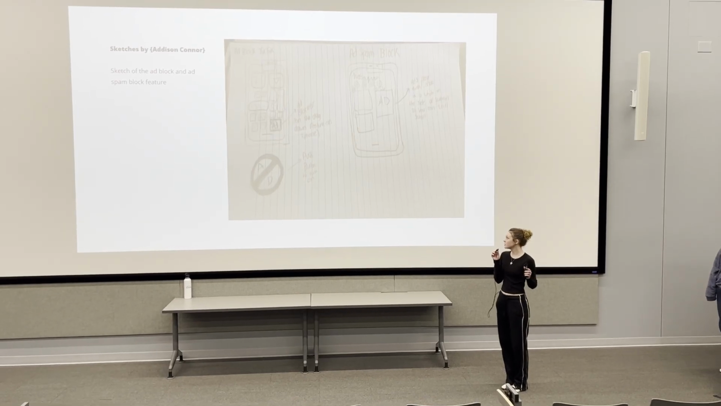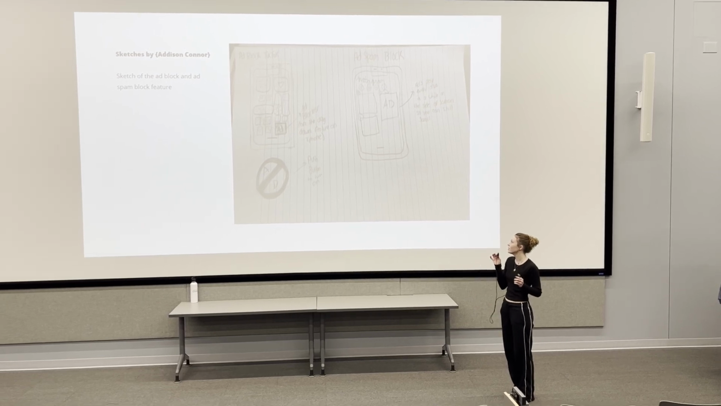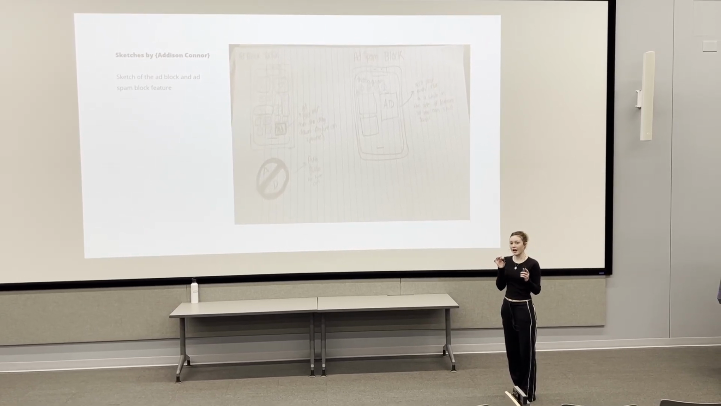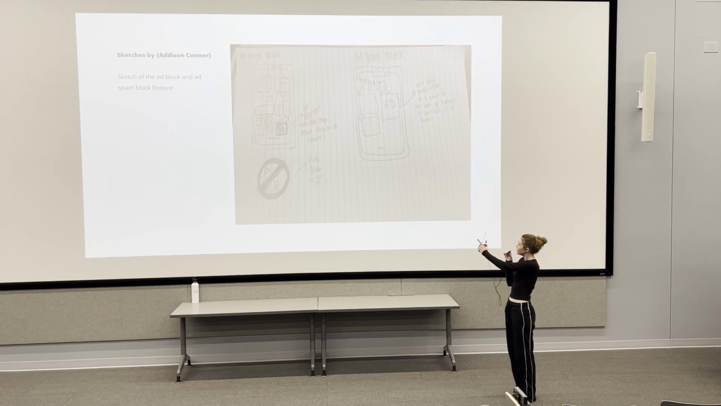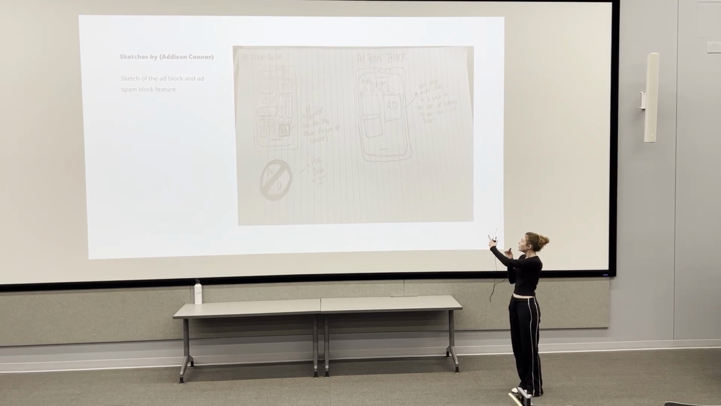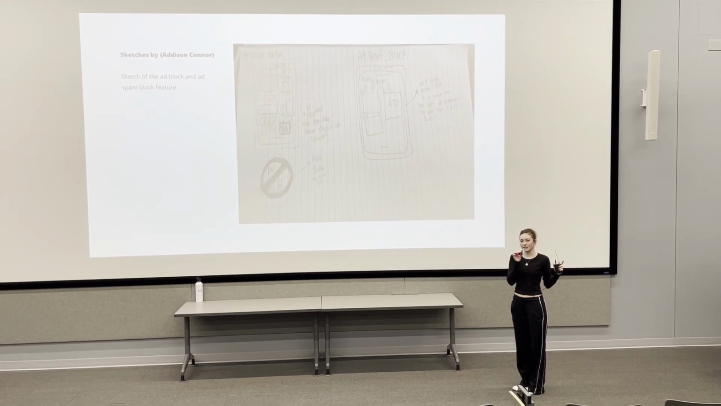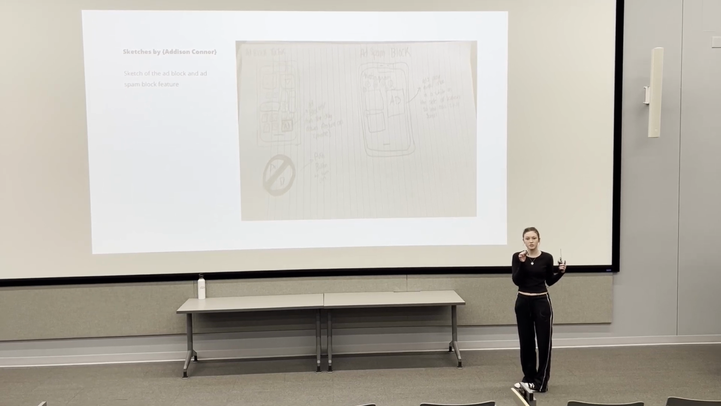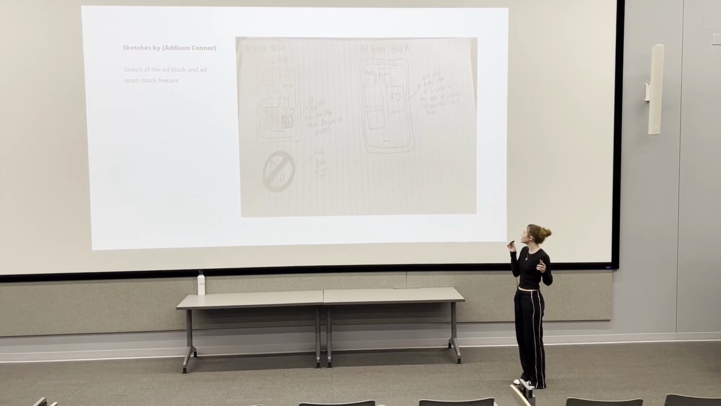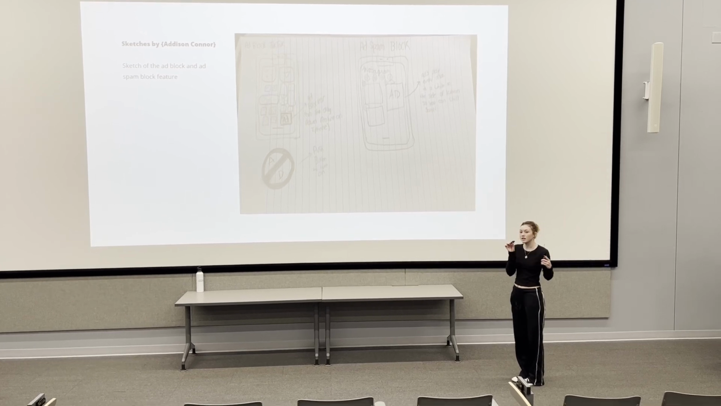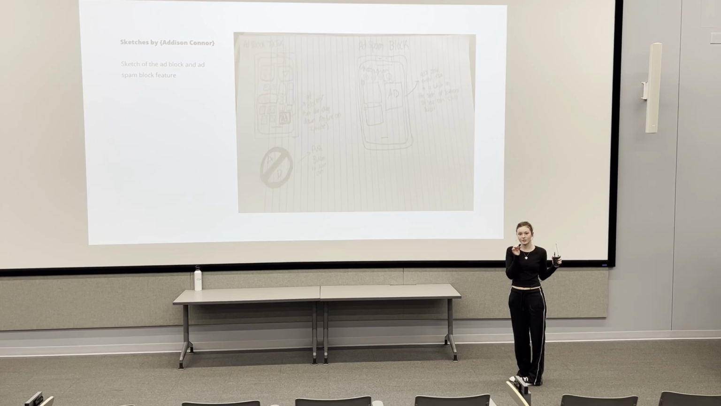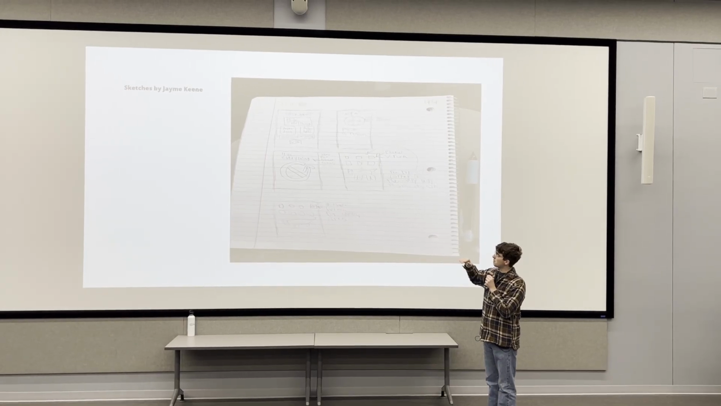For my sketches, I went off of the drop-down control center where I was imagining the ad block would be. It's shown here. And I also went with putting the ads on the side of the screen of any app that you're looking at, whether it's TikTok or Instagram or Snapchat, to make it easier and less of a difficult hassle.